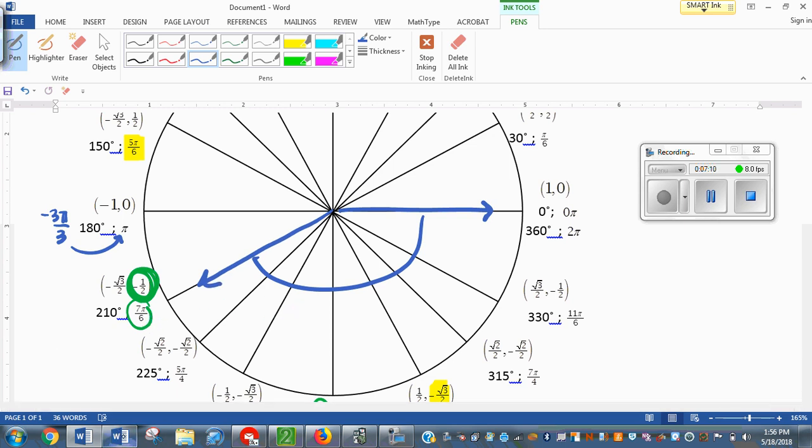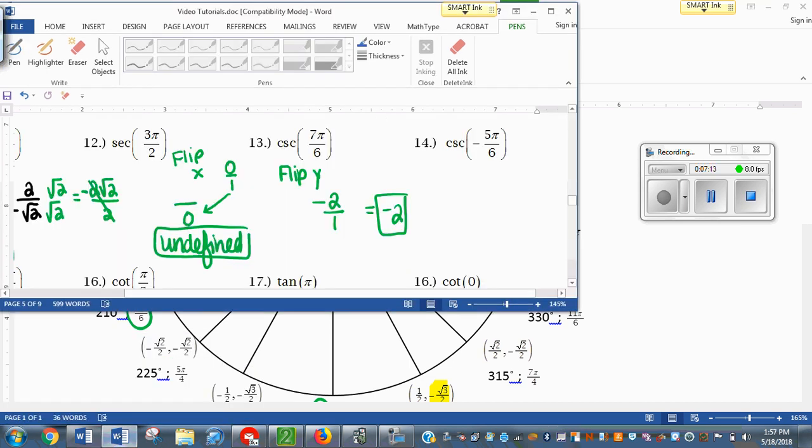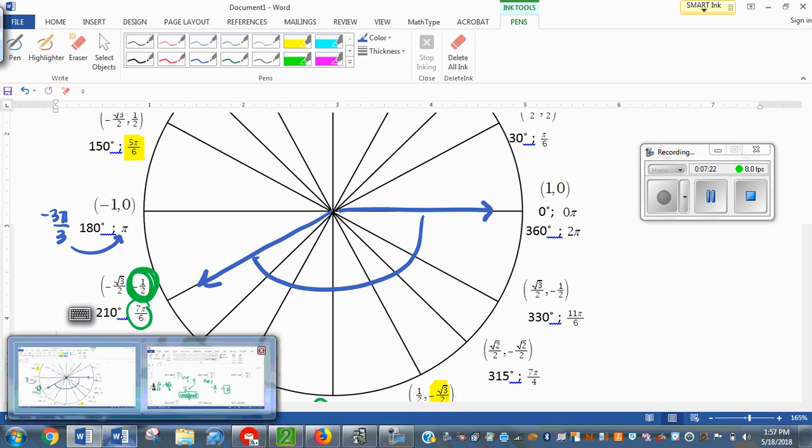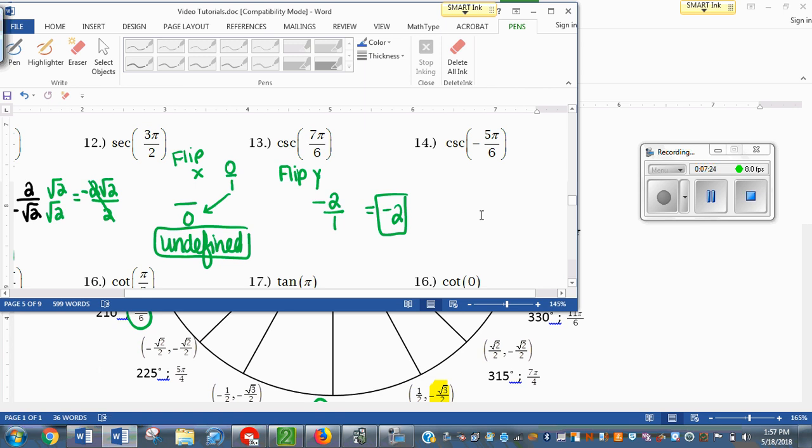And again, they want me to flip y, because cosecant pairs with y. So we're going to flip our y value, and it ends up being the same thing. Negative 2 over 1, and negative 2 over 1 just reduces to negative 2.